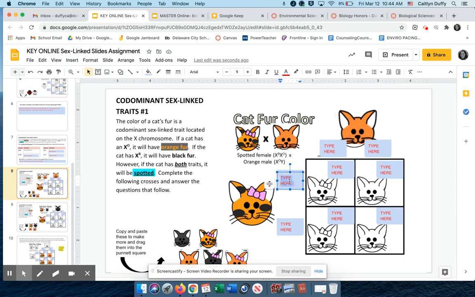So let's go ahead and start with the female. We have X^B, and again, I'm going to make this bigger because I have no idea why I made it so small. And we're going to make that a superscript, X^B. And then we have an X^O. And then we have a male, which is X^O Y. So to make life a little bit easier, I'm going to copy and paste this one. X^O and a Y.